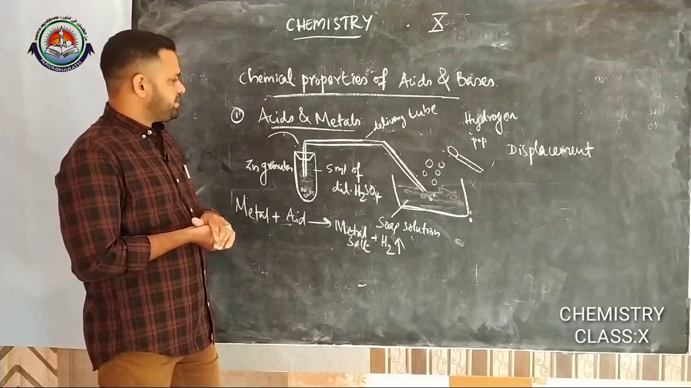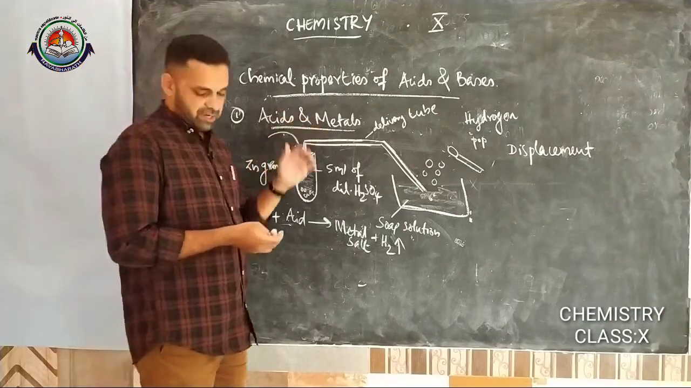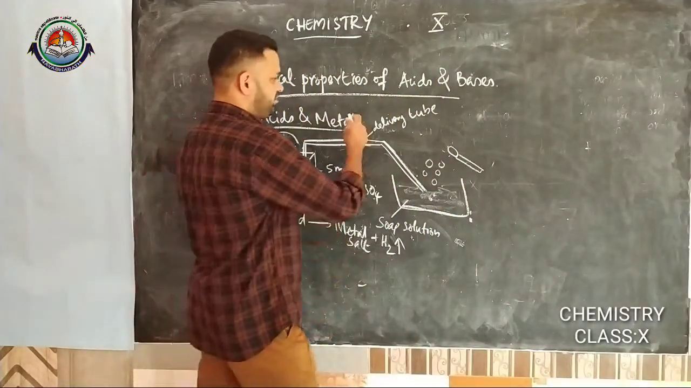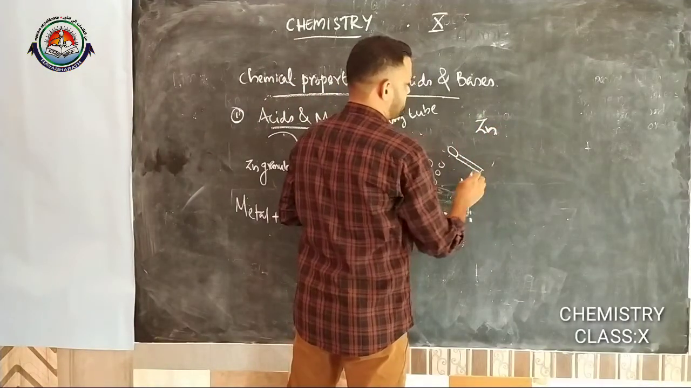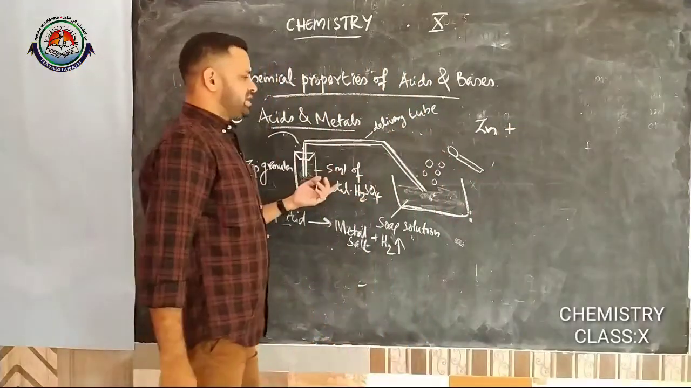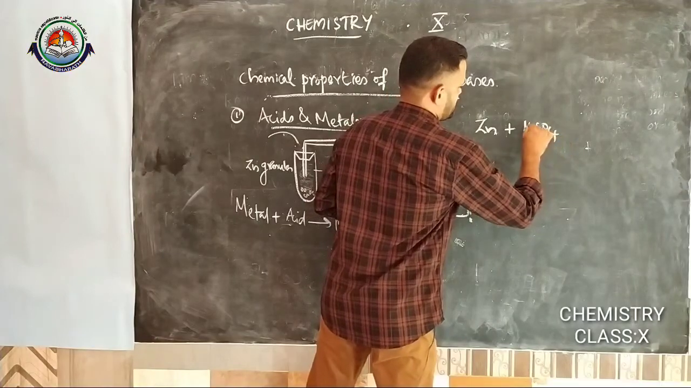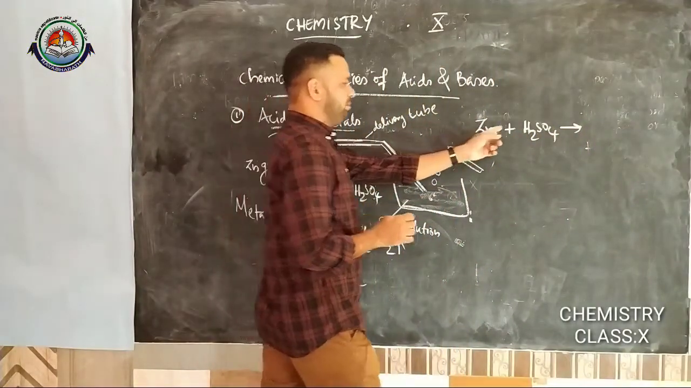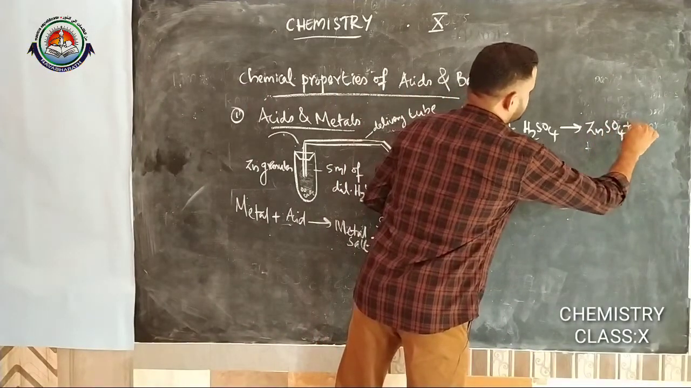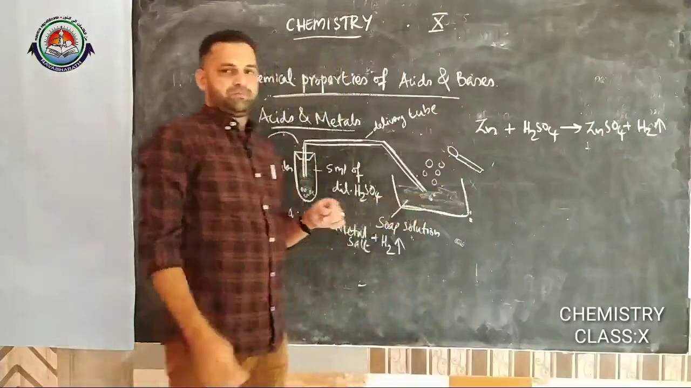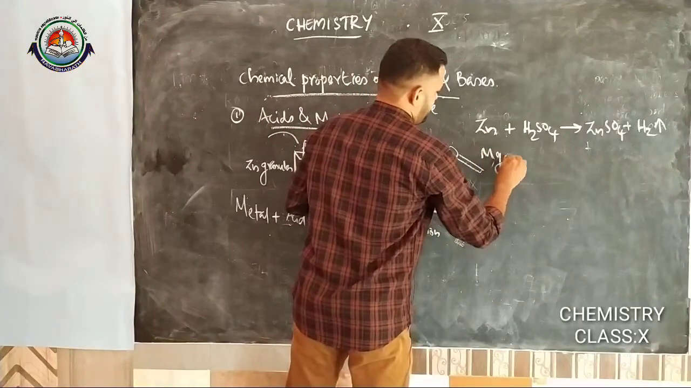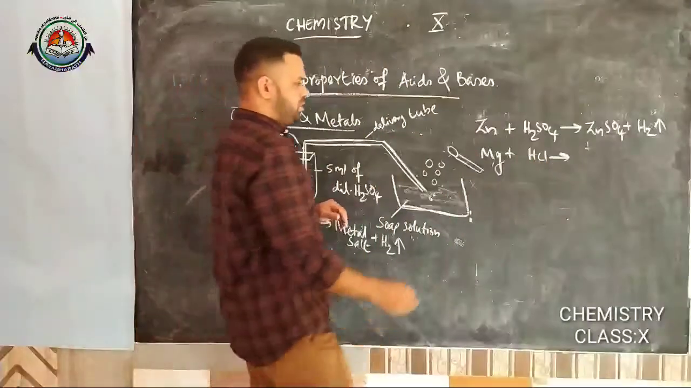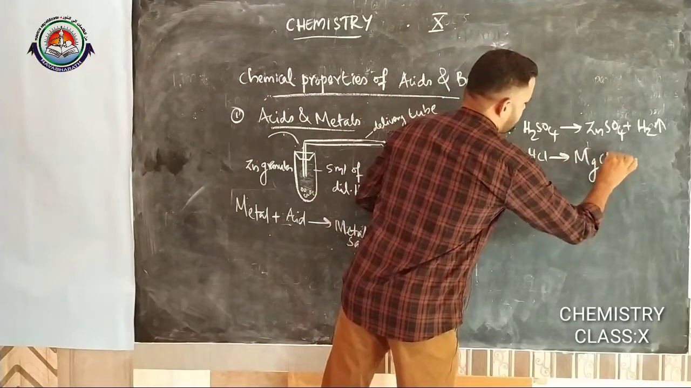So this is the reaction between acids and metals, and now let us write the chemical equation between an acid and a metal. Here we have taken zinc, the symbol of zinc is Zn, plus sulfuric acid, H2SO4. Zn plus H2SO4 gives, so what do we get? We get metal salt. Here the metal is zinc, so the metal salt is zinc sulfate, ZnSO4, plus H2. This H2 will be evolved out. If we take another example, for example magnesium, when magnesium reacts with hydrochloric acid, HCl, it forms metal salt, that is MgCl2, plus H2.